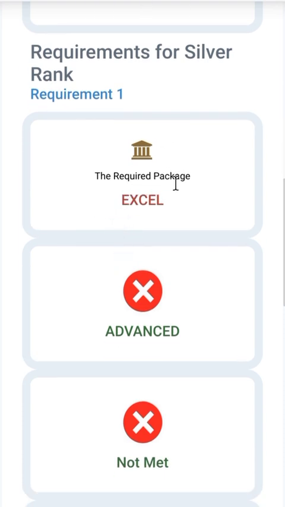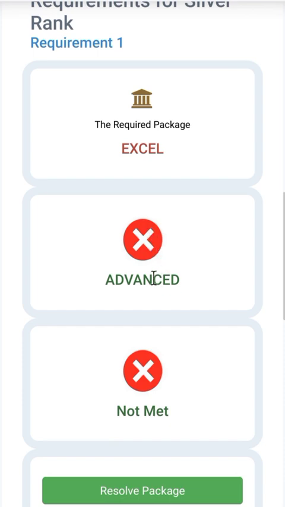The required package needs to be Excel. So this particular person's account needs to be on Excel, but currently the person is on advanced. I showed you there, when we were on the home page, the home environment. So he's currently on the advanced package, and to qualify for silver rank, you need to upgrade your account to Excel. So that's why it is showing an X, meaning that he has not yet met this requirement. You can see not met, not met.